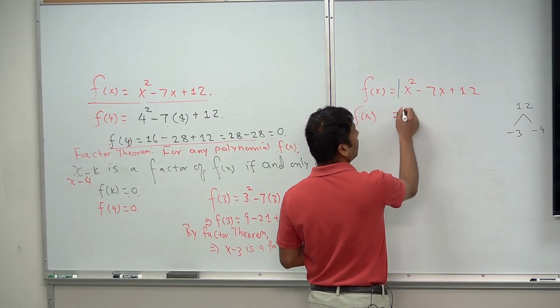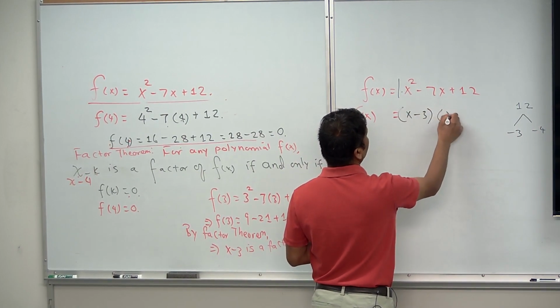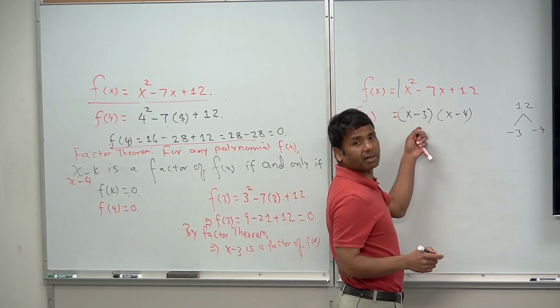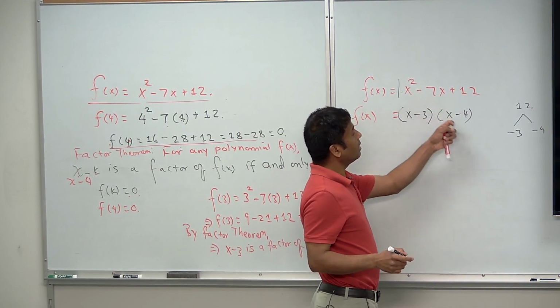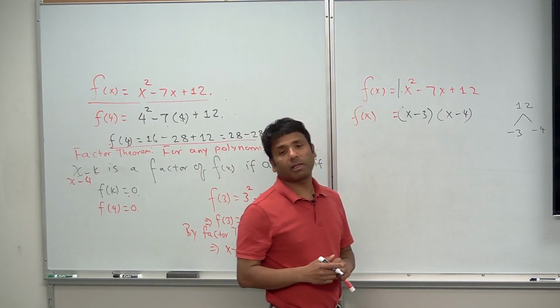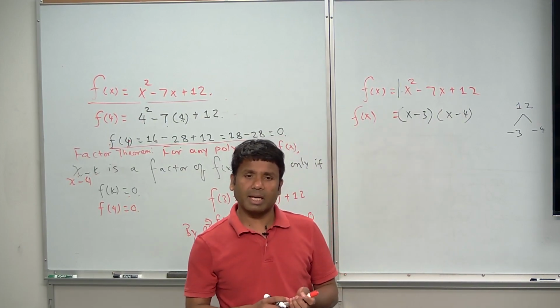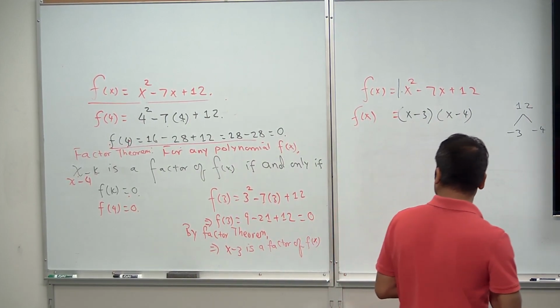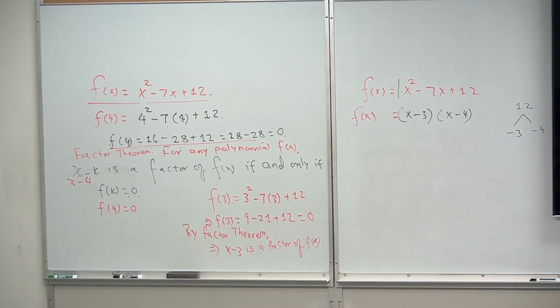So now it's going to be x minus 3 times x minus 4. You see, x minus 3 is a factor of f(x). x minus 4 is a factor of f(x). That makes sense? Okay. Now this is about the factor theorem.